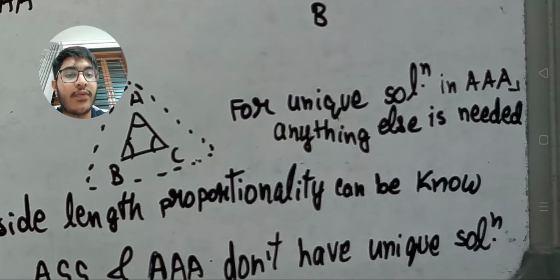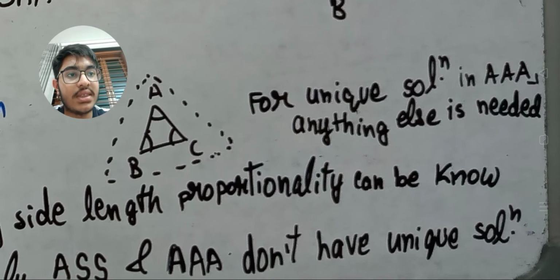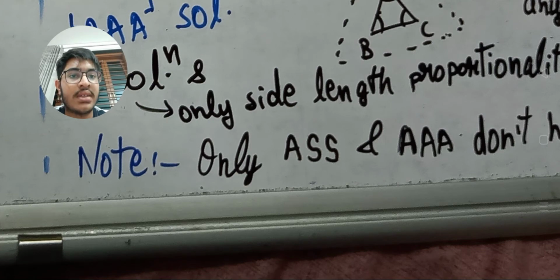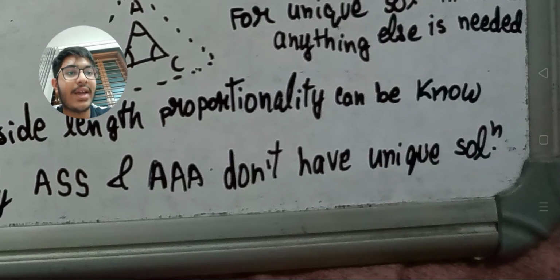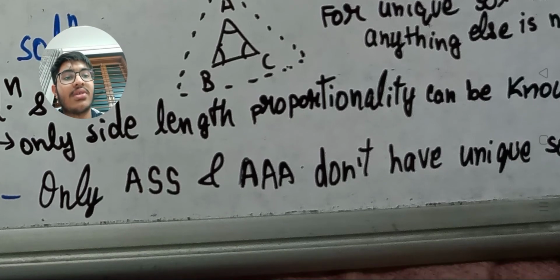But if we want to find a unique solution in AAA, something else is needed. Means you can give any area or inradius or circumradius. So anything else, any length or parameter given other than these three angles in this case will result in a unique solution. But if only these three angles are given and nothing else, then there are infinite solutions. A point to be noted is that only ASS and AAA don't have a unique solution. All other solutions of the triangle we will be studying have a unique solution.